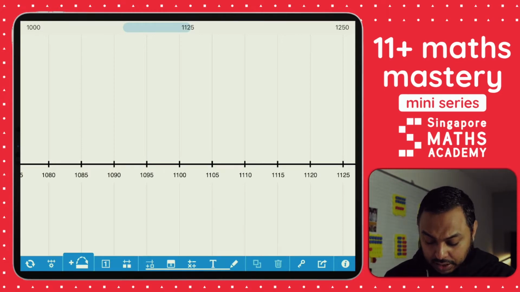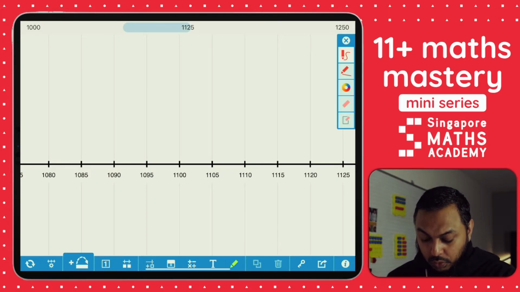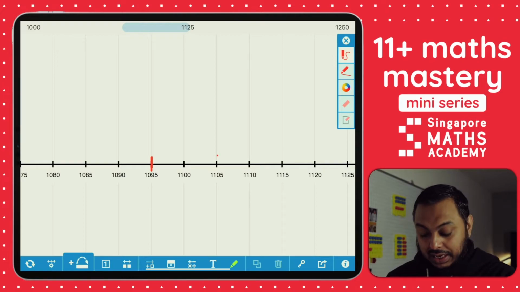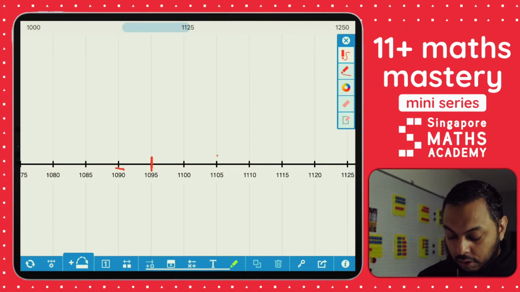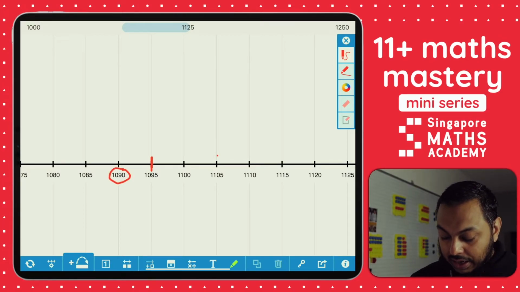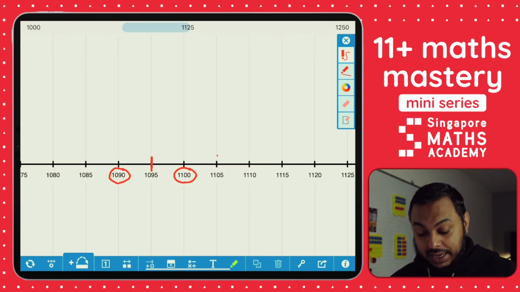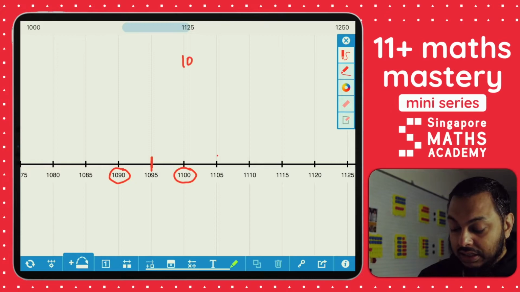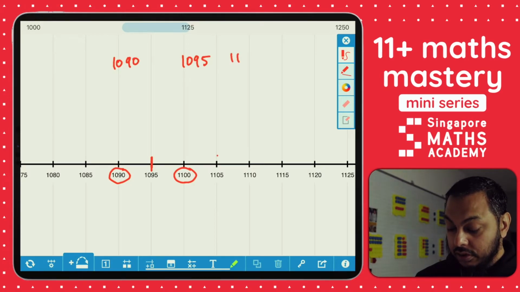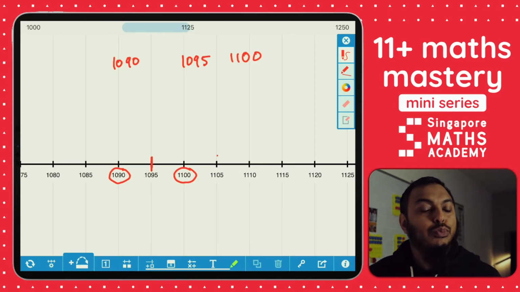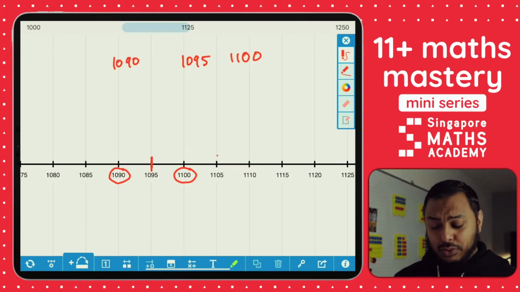1095 is here. So 1095 is right in the middle of 1090 and 1100. That's our two nearest tens. So 1095 is between 1090 and 1100. So we're trying to work out which one is the closest, but it's right in the middle.